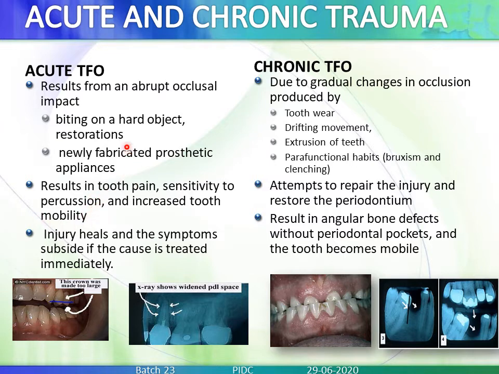Sometimes when a patient is given a crown, he would come the very next day telling that he has pain in the adjacent teeth or in the same tooth. When you check, you can see there could be a slightly widened periodontal ligament space, which tells that there has been increased trauma from occlusion because there are high points in the prosthetic appliance. This injury is easier to heal and the symptoms will subside if the cause is treated immediately, that is, if the high points are removed.